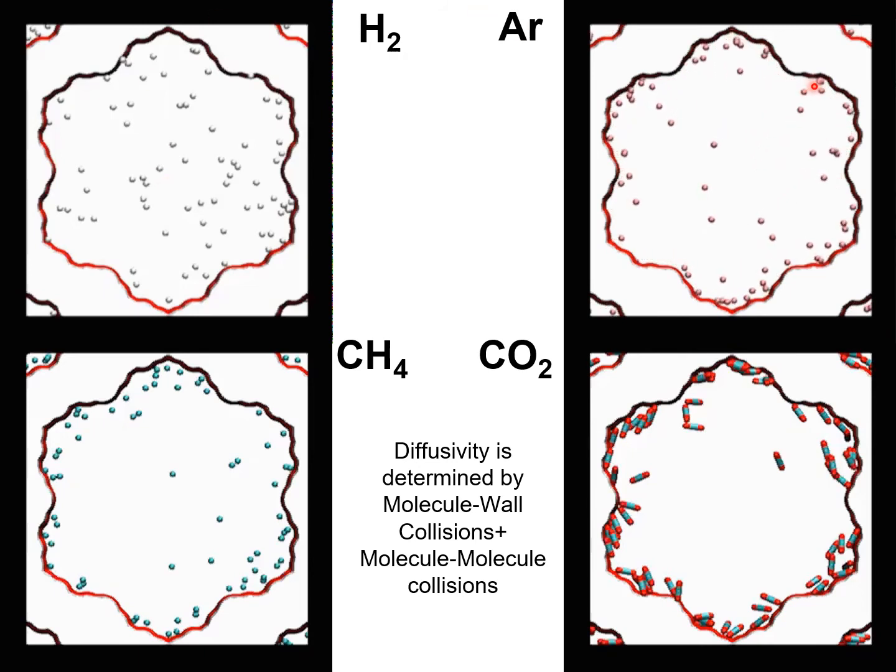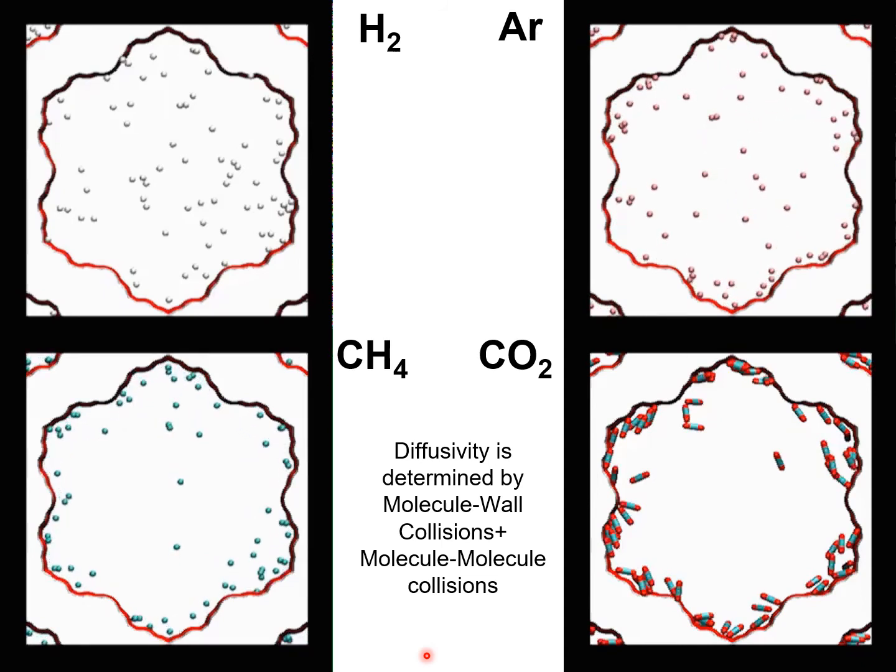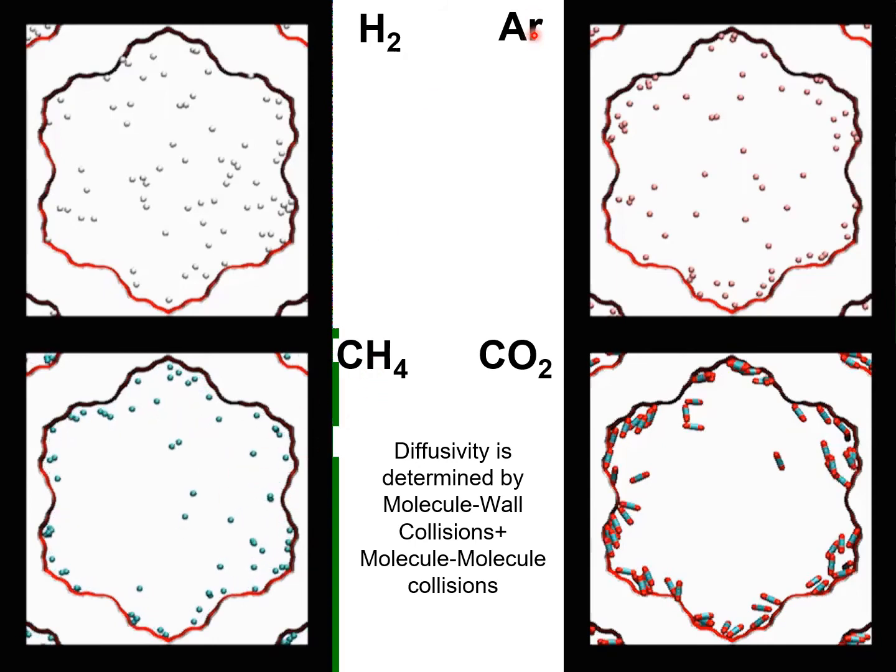Argon, which is more strongly adsorbed, has a tendency to remain on the surface and hop to a neighboring site before returning to the core region. And in the core region, it experiences molecule collisions. For methane, that has a higher adsorption strength than argon, there is a higher concentration of methane near the pore walls and a lower concentration of molecules in the core region as compared to argon.